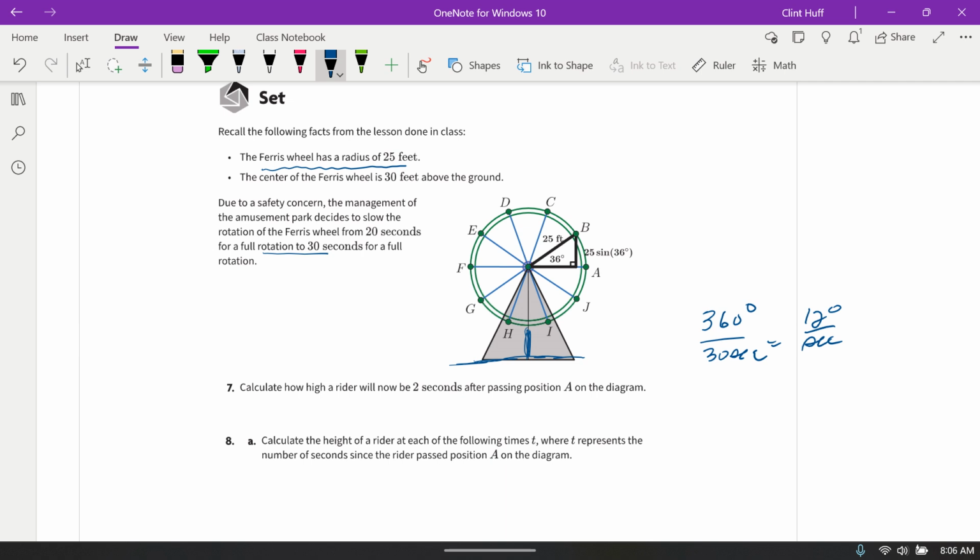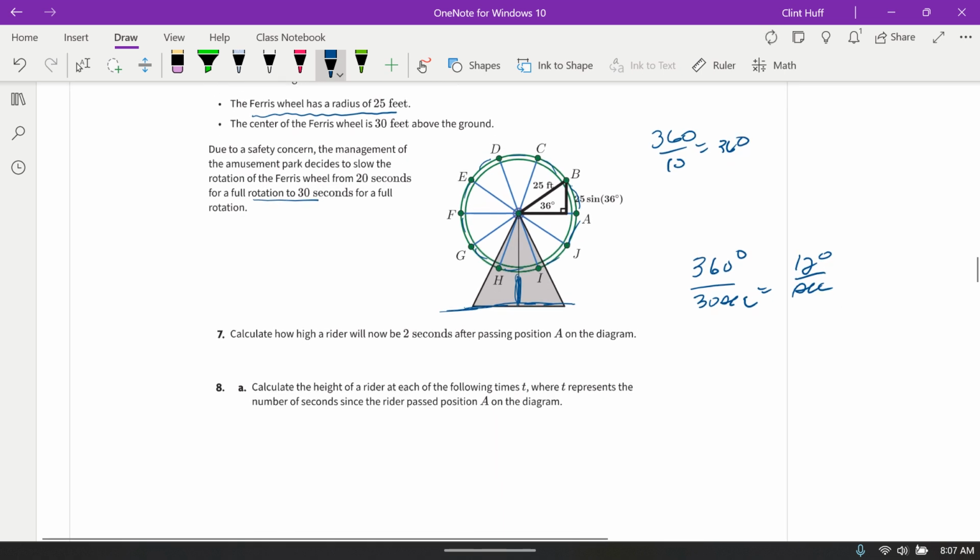So to get from A to B, it would take, what? It's 36 degrees there, so I guess it would take 3 seconds to get there. The reason I know that's 36 is because if I count how many arcs there are, 1, 2, 3, 4, 5, 6, 7, 8, 9, 10, each 360 divided by 10 would give me 36 degrees. All right, so it says calculate the height of the rider at the following times after 2 seconds. So if we're going 12 degrees per second times 2 seconds, we'll have rotated 24 degrees.